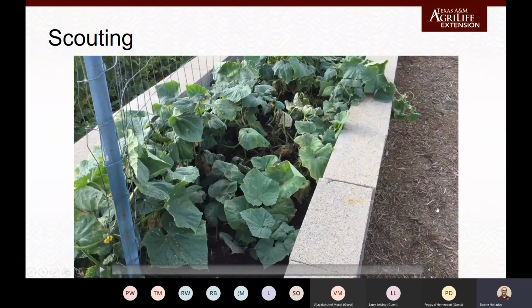So that one there would be considered a cultural practice of lifting those fruit up, allowing a little airflow underneath there so that they don't succumb to bacterial issues.